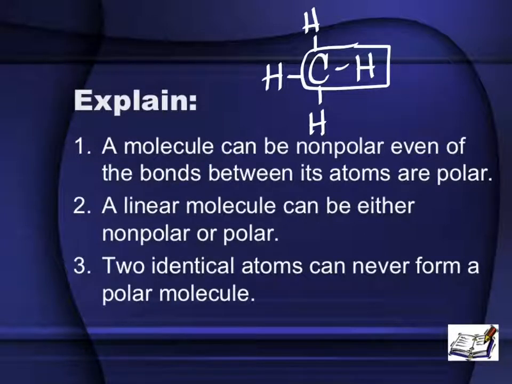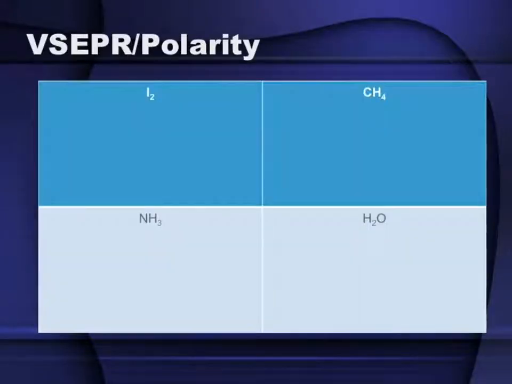So let's draw. I'm going to go to NH3. First thing we need to know is needed, available, shared. So how many are needed? 14? 14. How many are available?